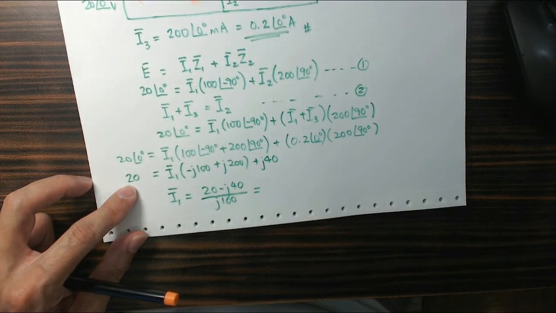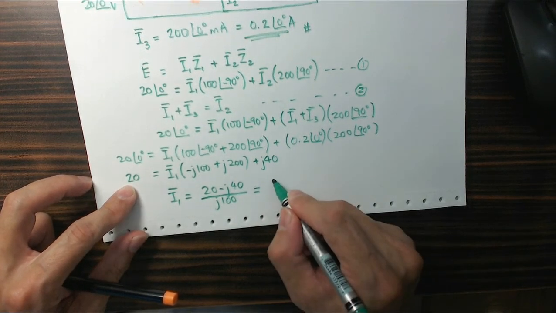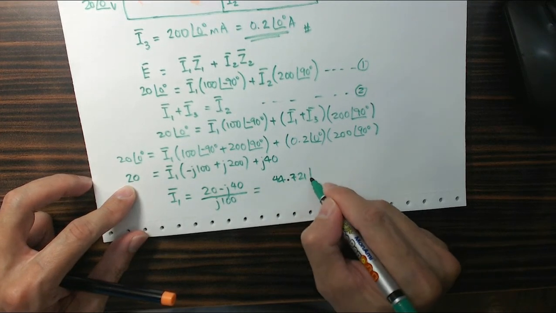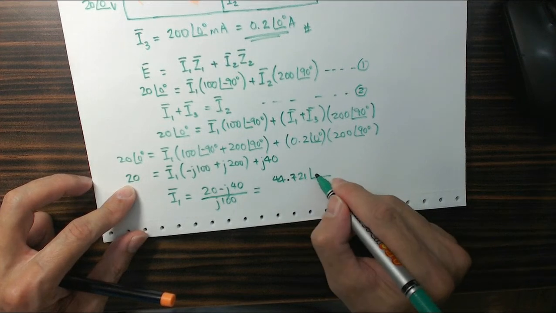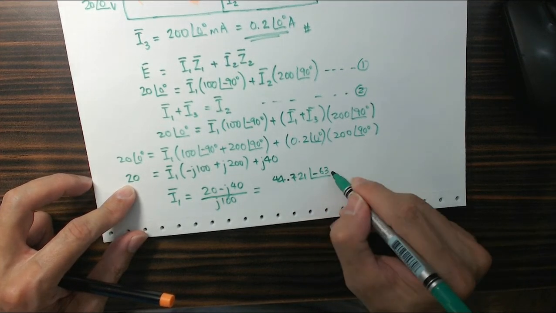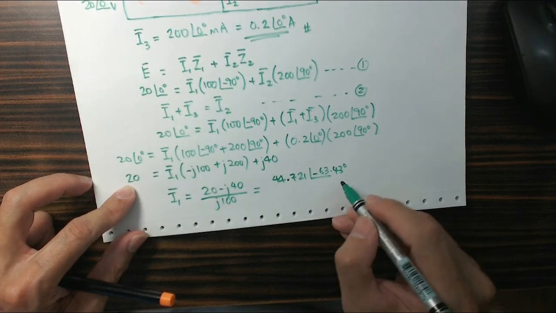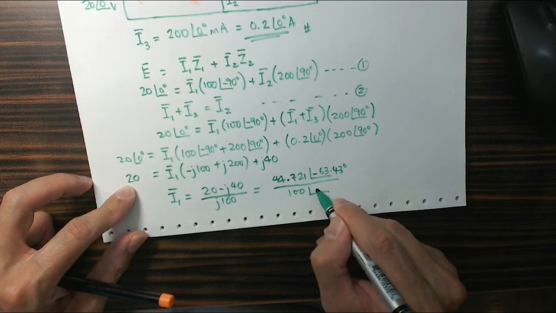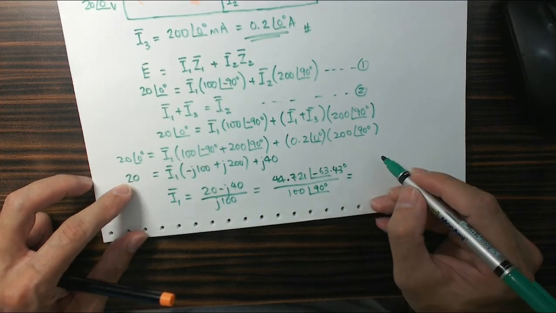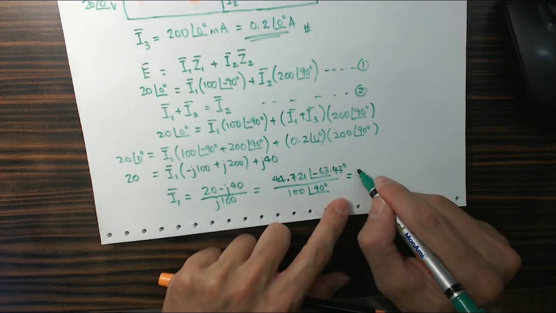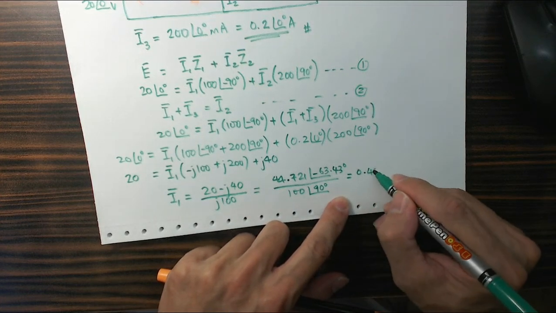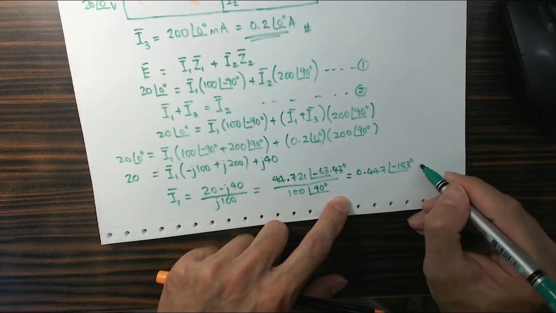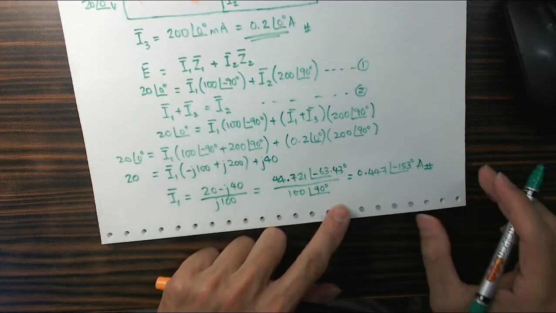Need to convert this to polar form. So I get 44.721 at an angle of minus 63.43 degrees divided by 100 angle of 90 degrees. So that will give me 0.447 angle of minus 153 degrees ampere for I2. Oh, sorry, for I1.